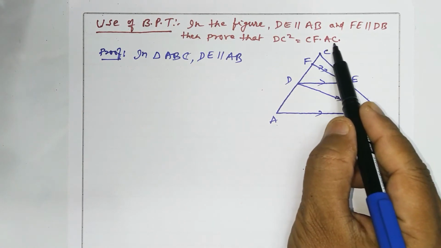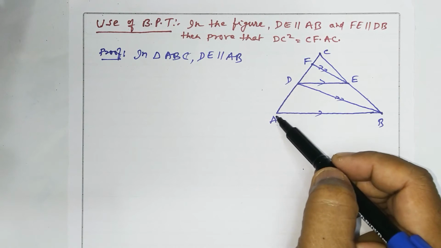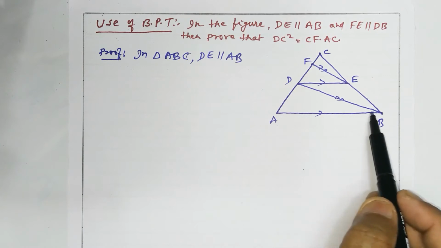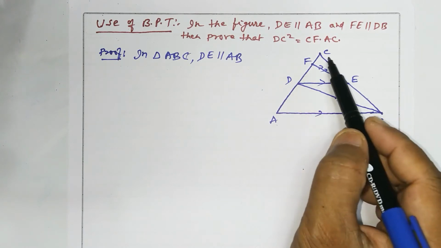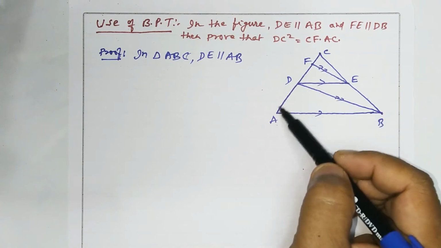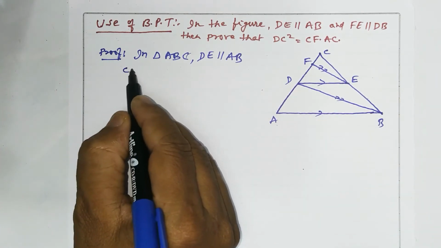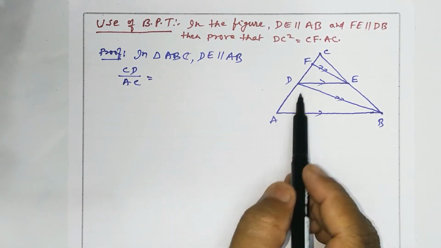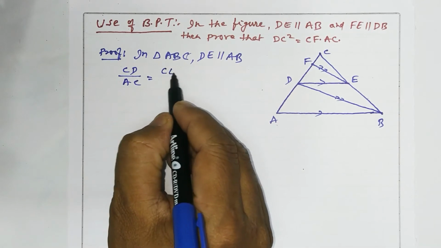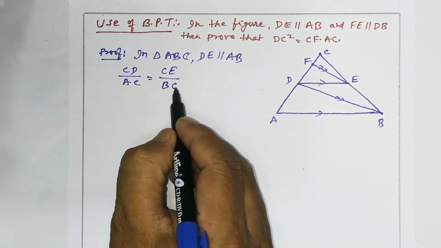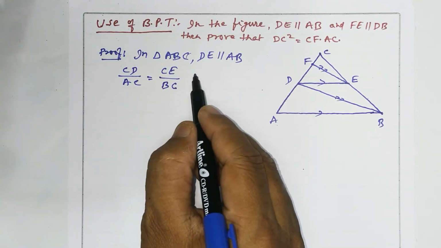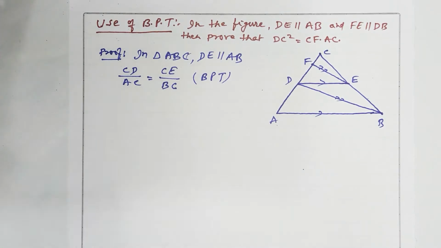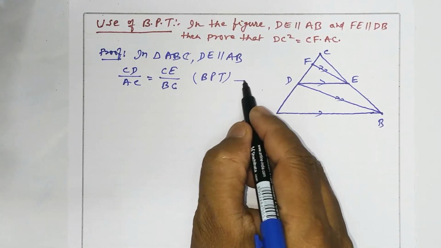Since we have to prove in terms of AC, we are talking about the side AC. So in triangle ABC, DE is parallel to AB. So using BPT, CD by AC is equal to CE by BC. So this we get by using BPT. Clear? So we take this as equation number 1.